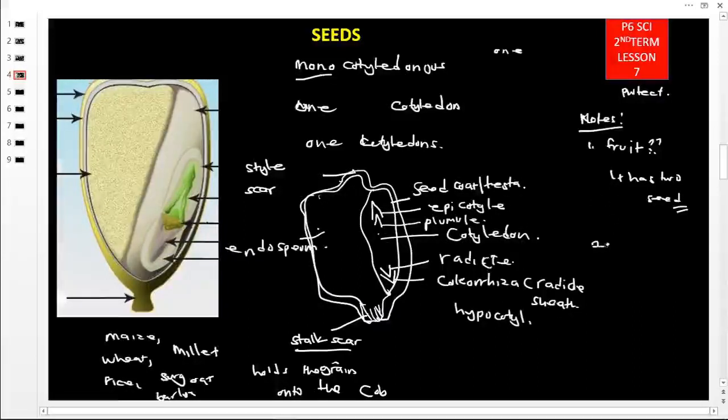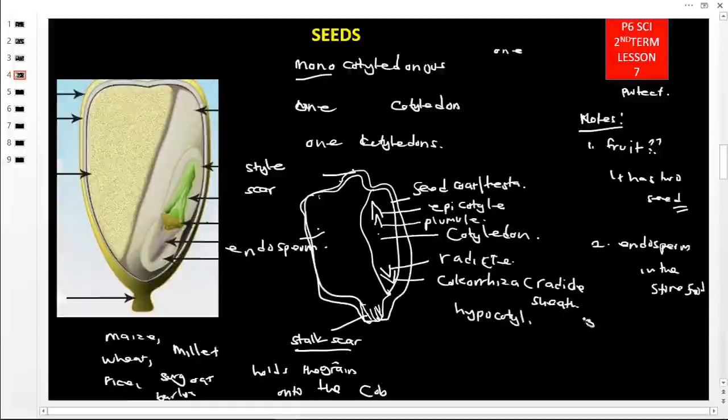Number two, this maize grain stores its food in the endosperm. So the endosperm stores food for the grain, whereas the beans or the dicots store their food in what we call the cotyledon. The cotyledon here does not store food.